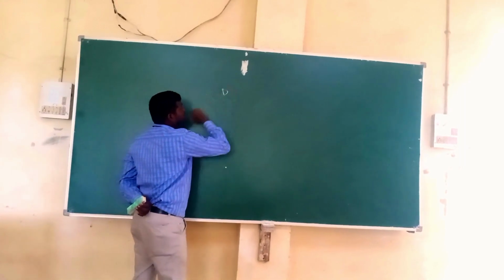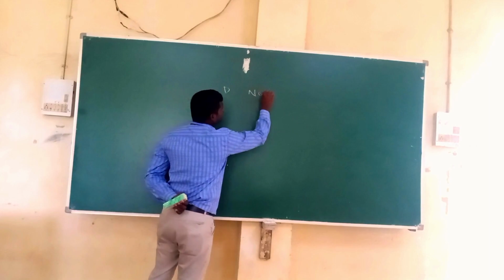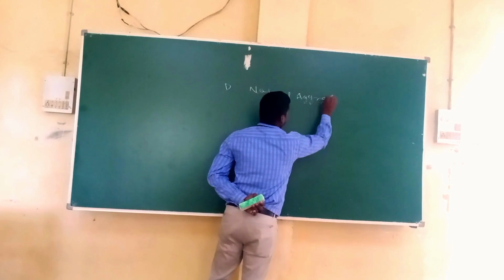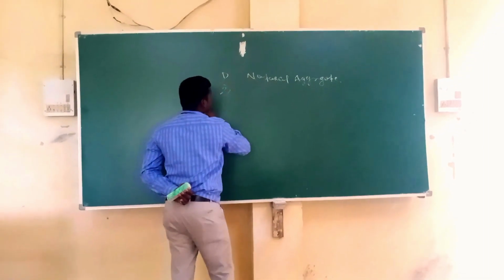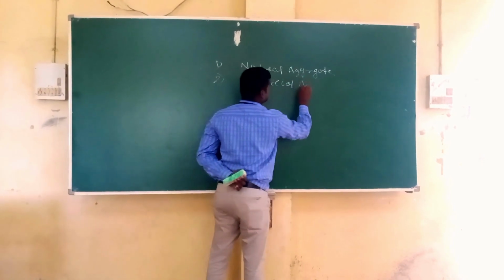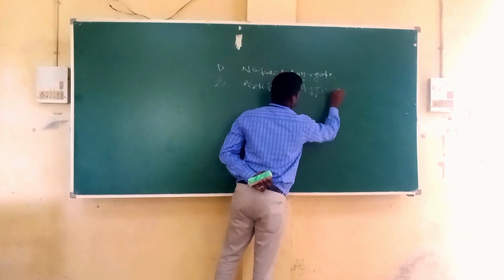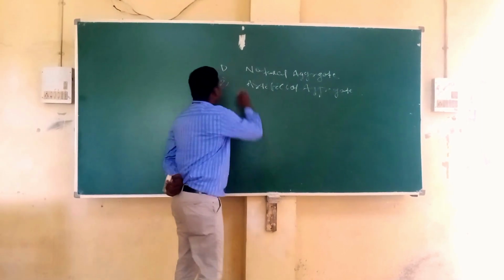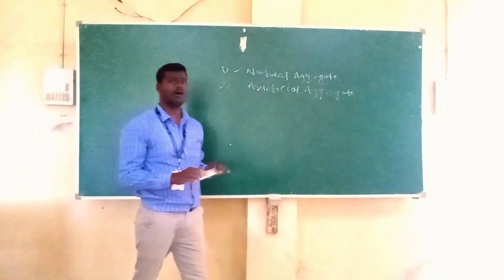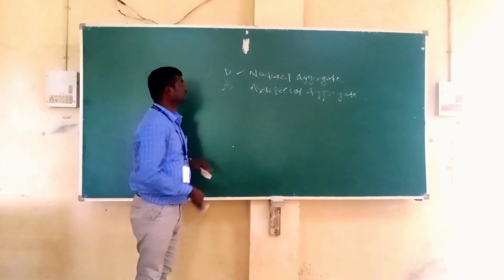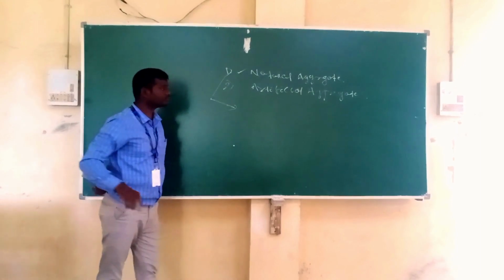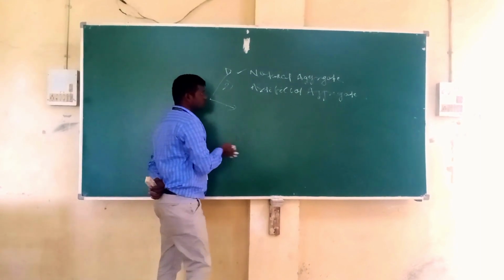Two types of aggregate. One is natural aggregate. Another is artificial aggregate. Okay. But you can mention natural aggregate. Natural aggregate is formed by three methods.